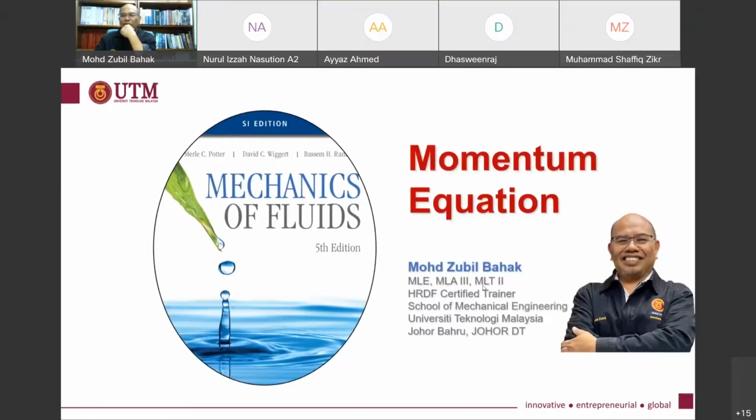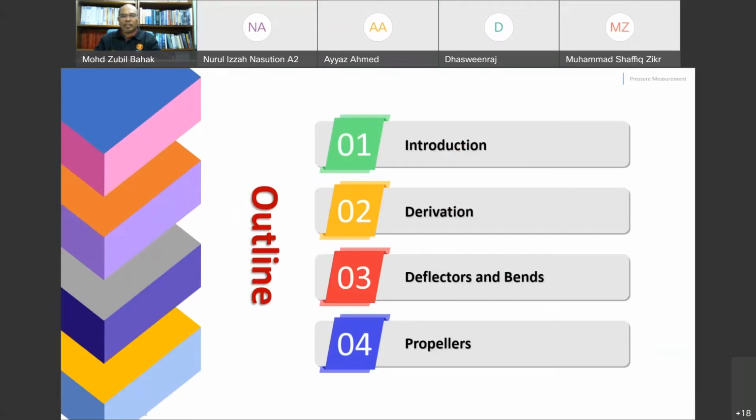Alright, so the momentum equation. Probably we have our introduction, derivation, deflectors and bends, and propellers. Those are some of the topics that we will discuss, and probably we can finish it today.